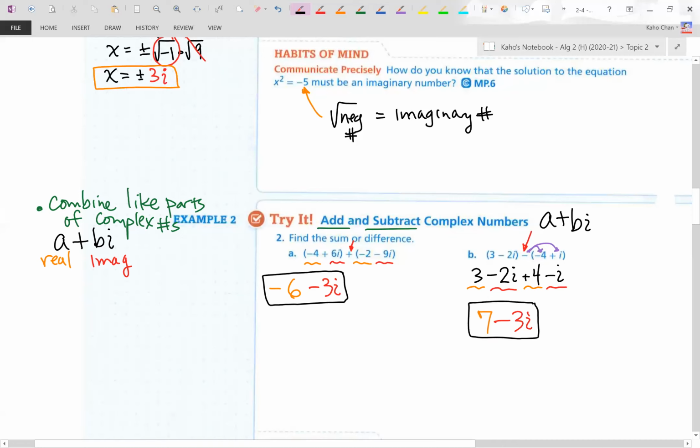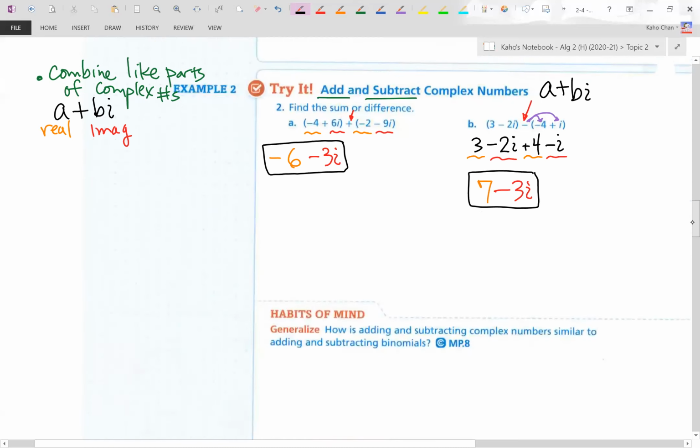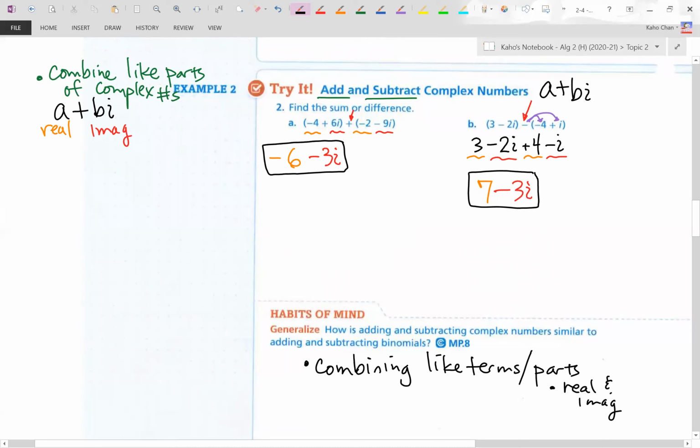Wow. I have a feeling we don't need a bunch more of those, do we? So just to summarize at the bottom, how is adding and subtracting complex numbers similar to adding and subtracting binomials? You're just combining like parts or terms. And those parts, of course, are real and imaginary. All right, we're doing pretty good so far.